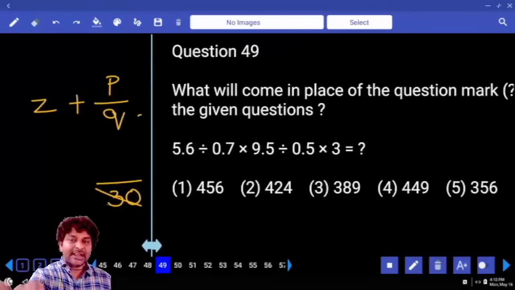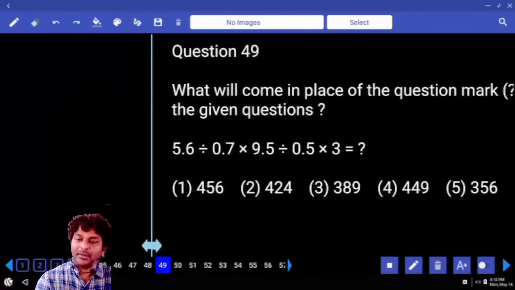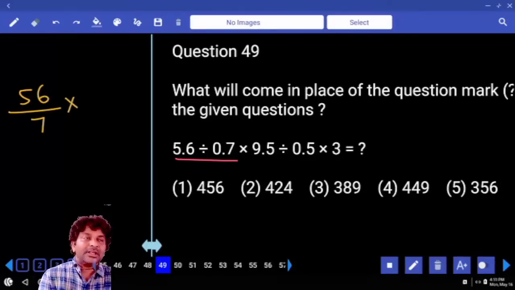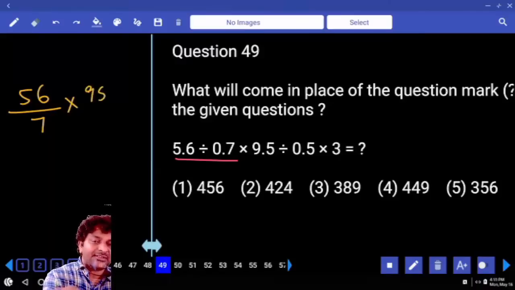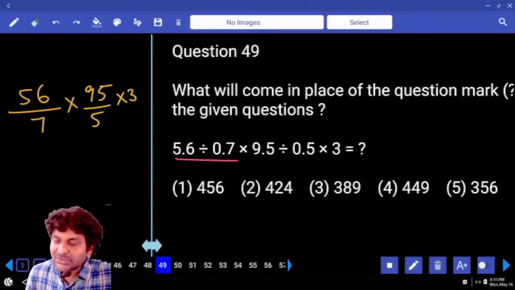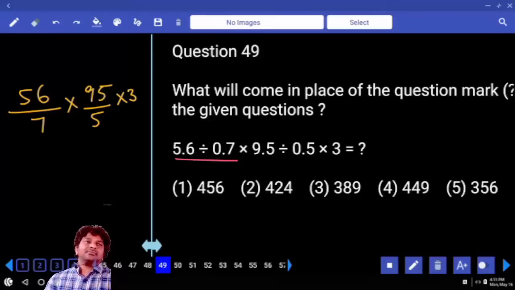Come on, let's rewrite this. 5.6 by 0.7 you are supposed to write, correct? Both in numerator and denominator there is only one digit after decimal. Hence can I write it as 56 by 7 into 9.5 by 0.5. Can we write it as 95 by 5 into 3? And this is what our final answer, correct? Yes or no? Right. So now I don't even try to solve this question.